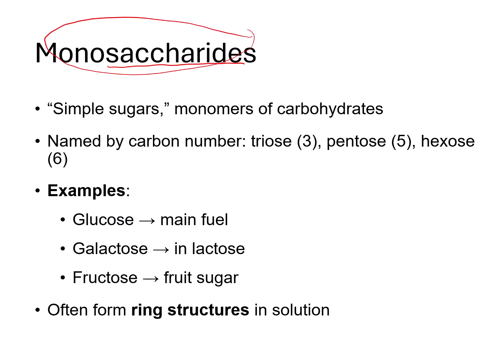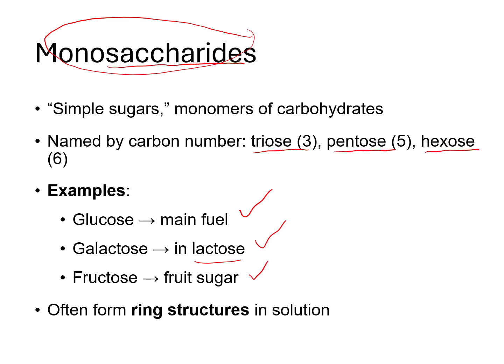Monosaccharides are the simplest sugars. These are single units that are named by their carbon number. If they have 3, this is triose. 5 is pentose, 6 is hexose. So examples include glucose, which is the main fuel for cells, galactose, which when combined with glucose forms lactose, and fructose, which is fruit sugar.